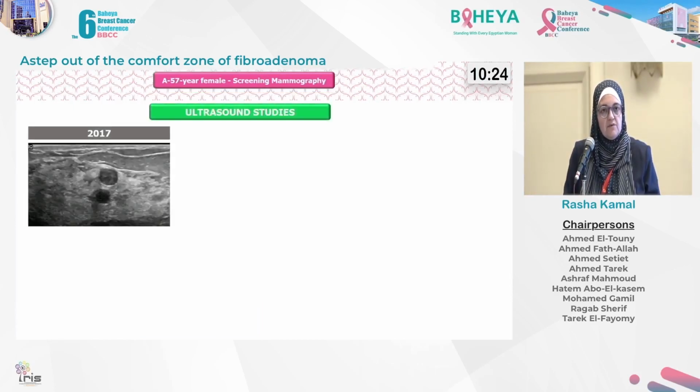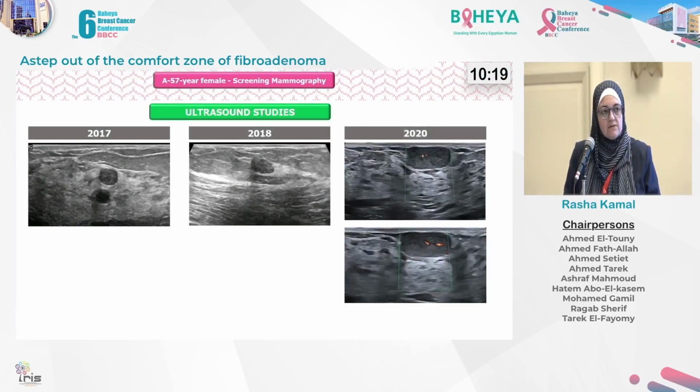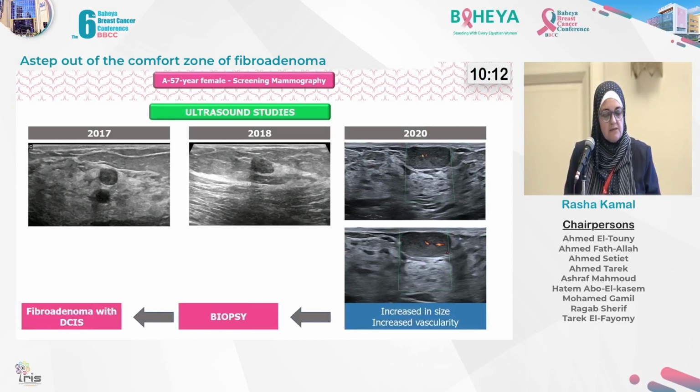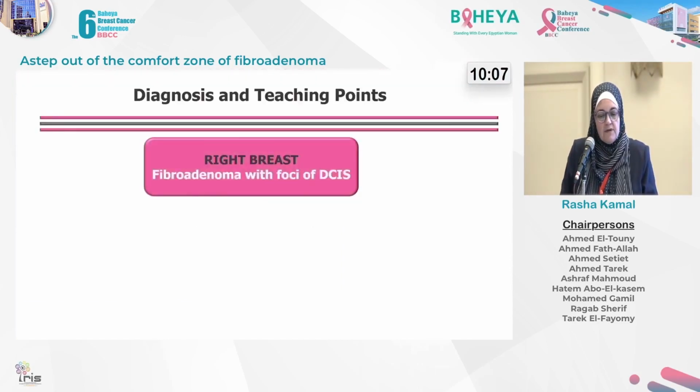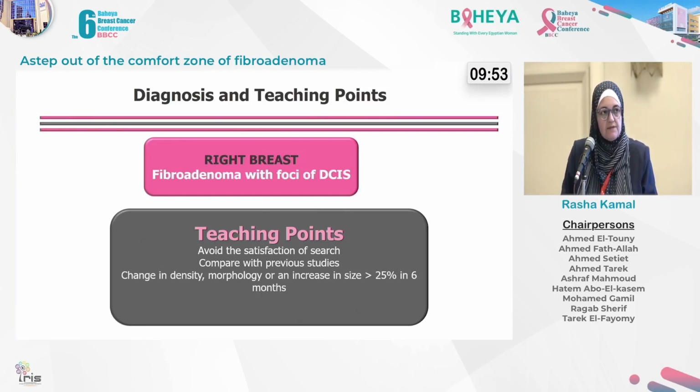We revised her previous ultrasound examination. We found that the lesion was present in 2017 and 2018, but in 2020 it increased in size and there is an increased vascularity within the mass. It was biopsied, and this was a fibroadenoma with DCIS. So the diagnosis in this case is a fibroadenoma with foci of DCIS. The teaching points: avoid satisfaction of search, always compare with the previous studies. Any change in density, morphology, or an increase in size of more than 25% in 6 months, we should biopsy this fibroadenoma.